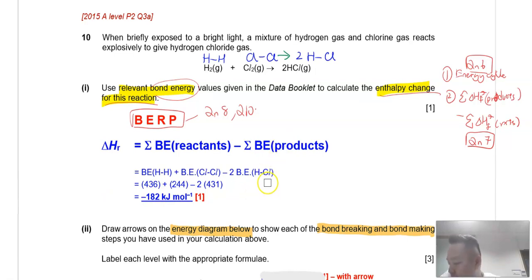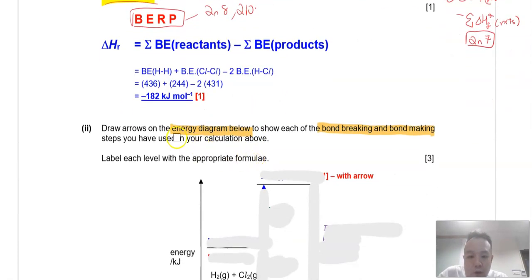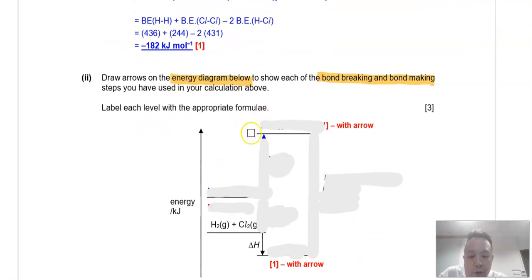So this one, to me, is very simple, straightforward, very similar to what we discussed in question 8. Okay, move on to part 2. Part 2, we are supposed to draw an energy level diagram below to show each of the bond breaking and bond making processes. Label each level with the appropriate formulae.